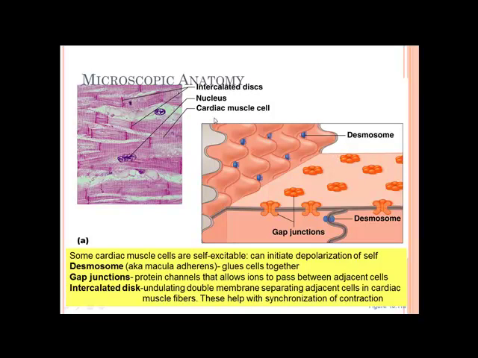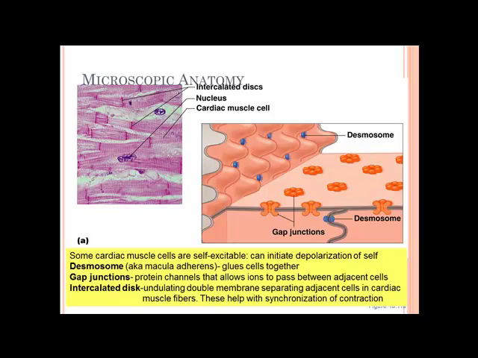Microscopic anatomy of cardiac tissue. They're going to have some special features. First off, we're going to have desmosomes, aka macula adherens. They're going to be there basically to glue the cells together, keep them tightly bound together. Next, we get gap junctions. These are going to be protein channels that allow ions to pass back and forth between cells. This will help them contract in unison.